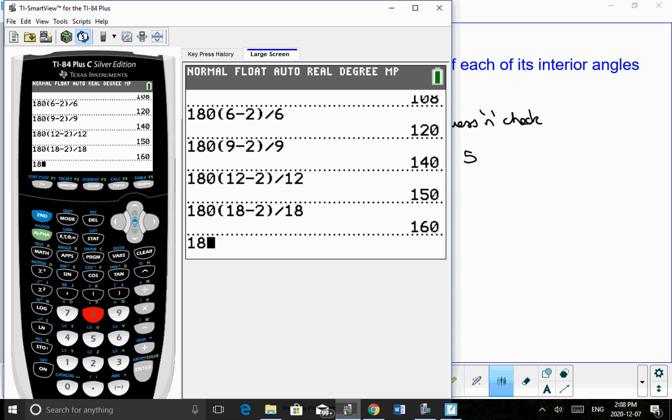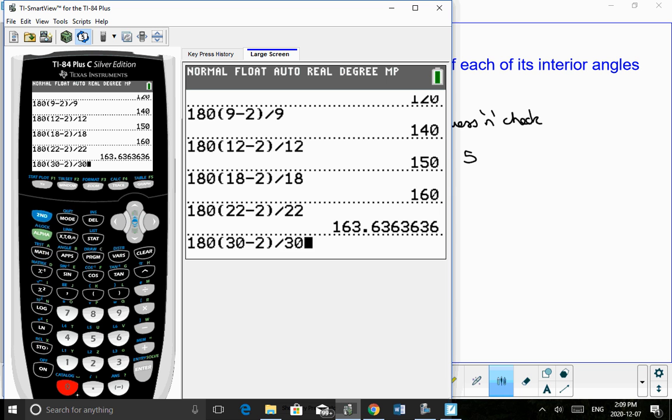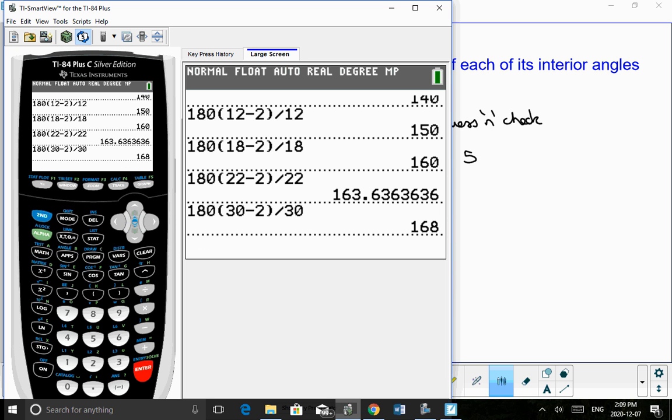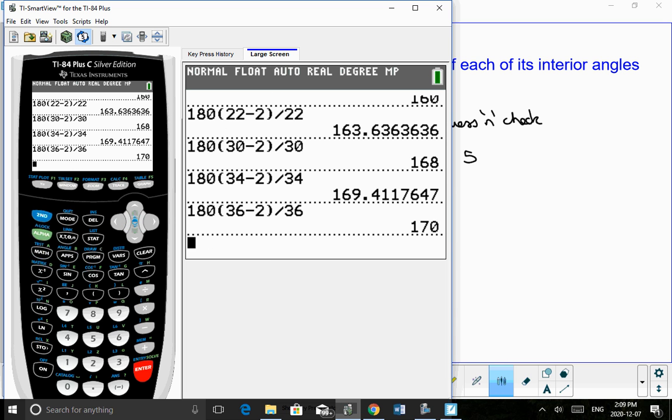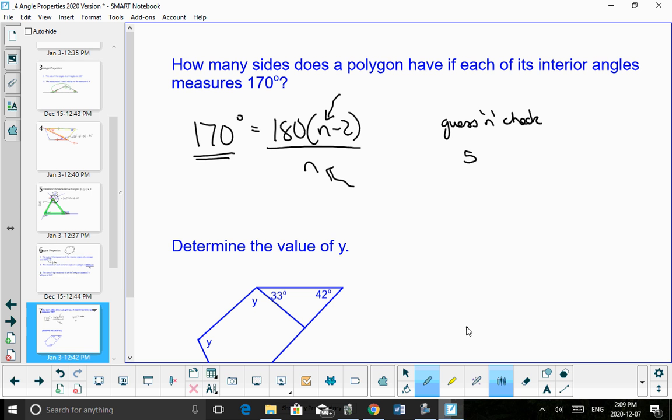Let's try 22. A 22-sided shape. I have no idea what that's called. Nope. But we're getting closer. Let's try 30-sided shape. Oh, so close. Let's try a 34-sided shape. Very close. Let's try 35, or let's try 36-sided shape. Whoops, divide by 36. And there it is. It is a 36-sided shape.